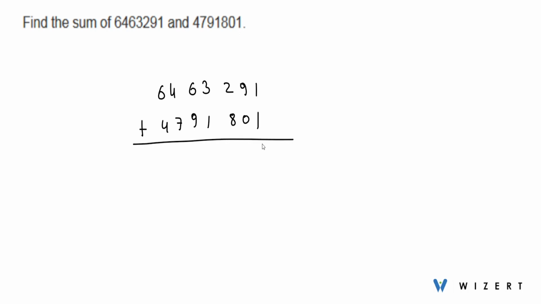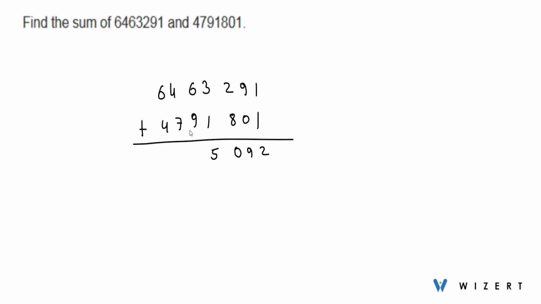So 1 plus 1 will give us 2, 9 plus 0 will be equal to 9, 8 plus 2 will be equal to 10. So we put 0 over here and we have 1 as a carry. So 3 plus 1 is 4, and 4 plus 1, the one which we had in carry, so 4 plus 1 will be equal to 5.